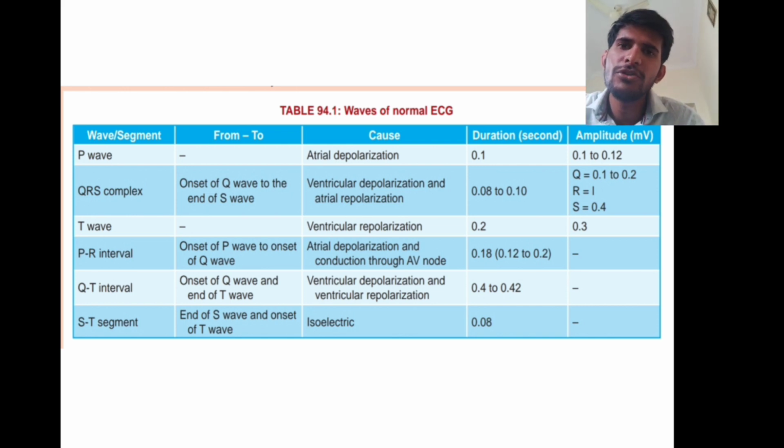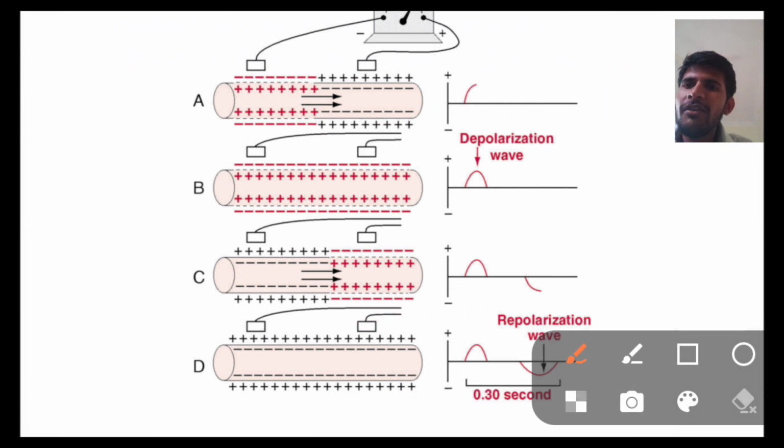Different segments and waves. The one which D indicates is the resting membrane potential. The heart never attains resting membrane potential, but a muscle is at resting membrane potential. Inside is wholly negative and outer surface is completely positive. If the outer surface is wholly positive, then no current flows from the outer surface, so the potential shows no deflection. It will be like this only.